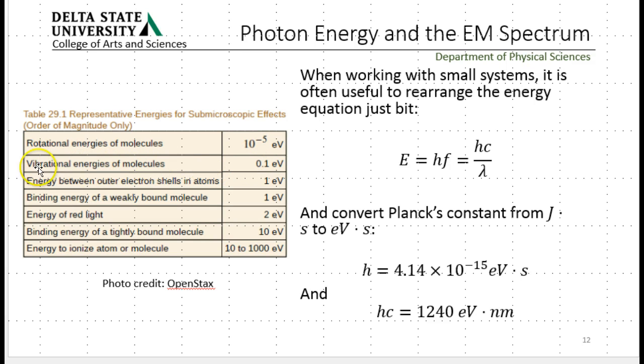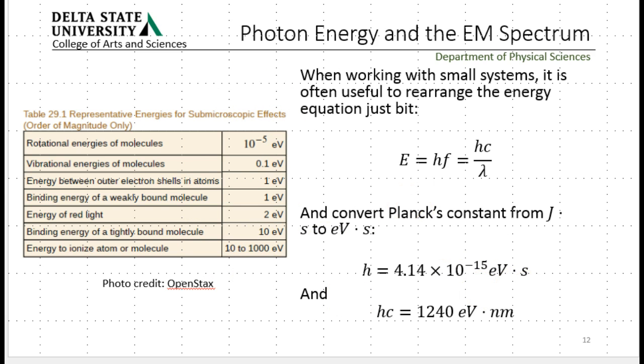Okay, so vibrational energies of molecules, 4 orders of magnitude higher. Energy between outer electron shells in atoms, about 1 eV. Binding energy of a weakly bound molecule, about 1 eV. Energy of red light, about 2 eV. Binding energy of a tightly bound molecule, 10 eV. And then energy to ionize an atom or a molecule, 10 to 100 eV. All right, so this is the scale of things in electron volts.